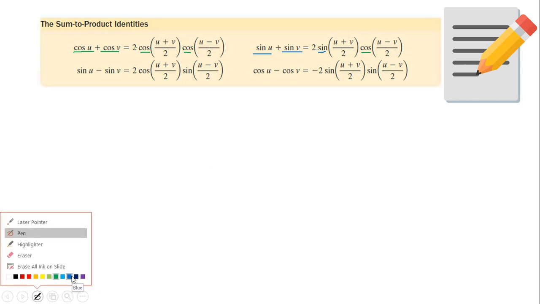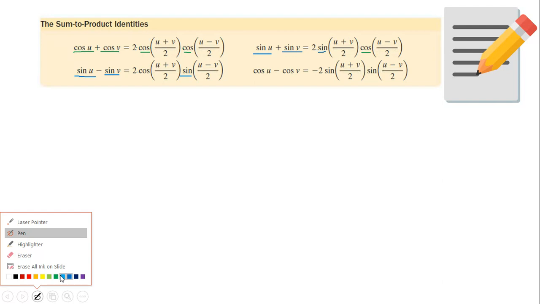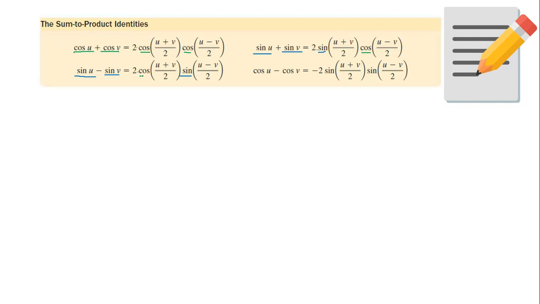The third identity is sine of u minus sine of v. So sine of one angle minus the sine of another angle is 2 times cosine of u plus v over 2 times sine of u minus v over 2. So cosine comes first in this instance.